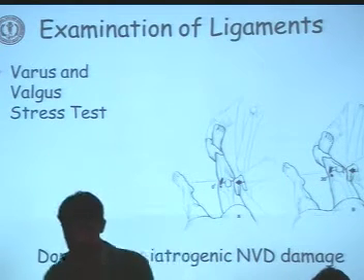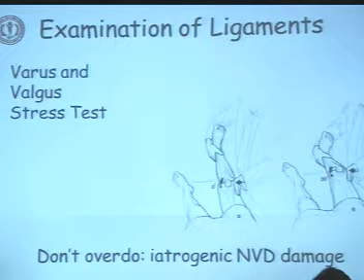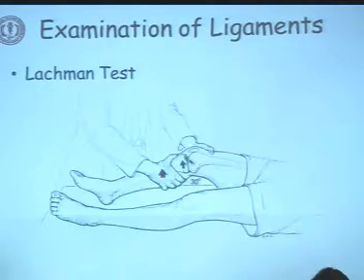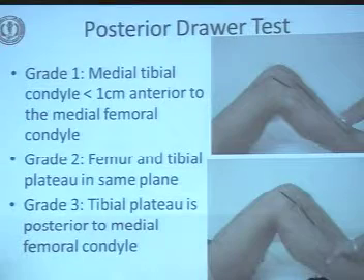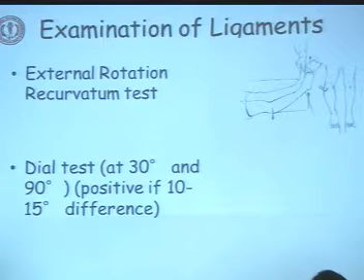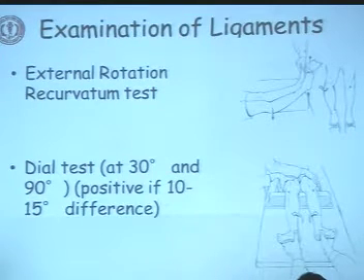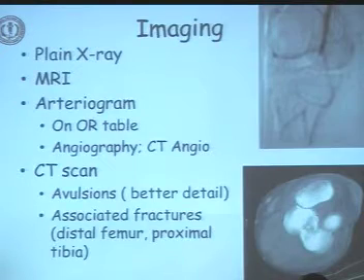The routine examination is to examine the collaterals by doing the varus and valgus test, and then the anterior and posterior ligaments, as we know that we have the anterior drawer and Lachman test, and for the PCL we have the posterior sag sign and the posterior drawer test. If you find that a patient has an external rotation and recurvatum when you lift the limb from the great toe, that is an indication of posterolateral complex injury, and then you should further investigate by doing a dial test and other imaging modalities.